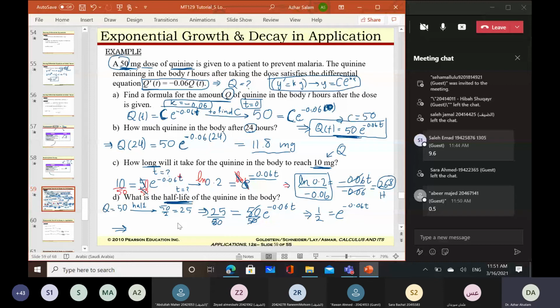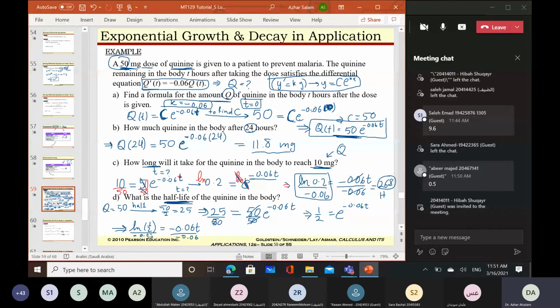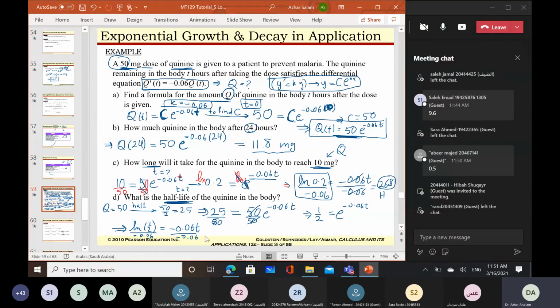So I will take the logarithm for both sides, to bring down this exponent. To find t alone on one side, I must bring it down from the exponent. How? I take the logarithm of both sides. I have ln of a half equals ln of e, which cancels the e, so minus 0.06t. I divide both sides by the coefficient of t, which is minus 0.06. I can find this by the calculator: find ln of a half with the calculator and divide it by minus 0.06.